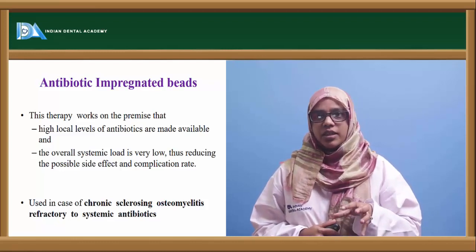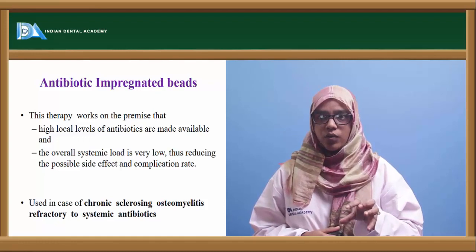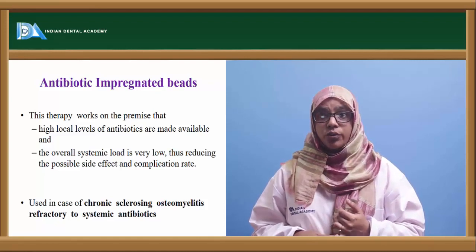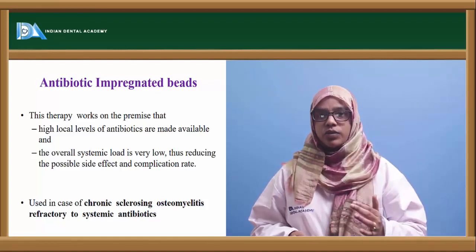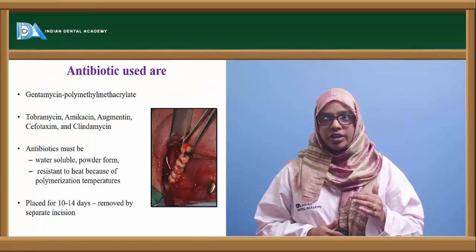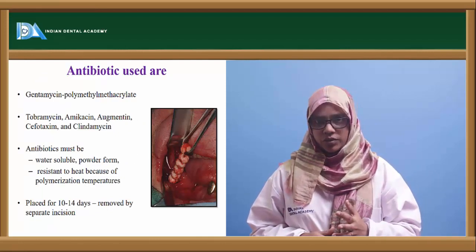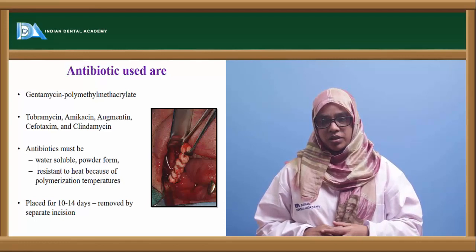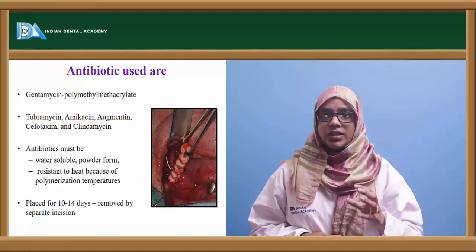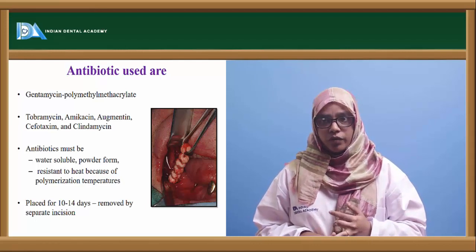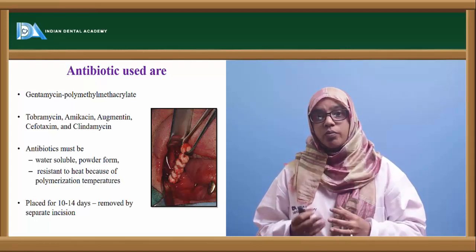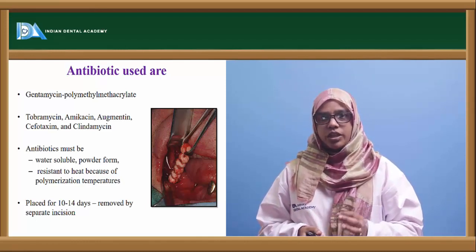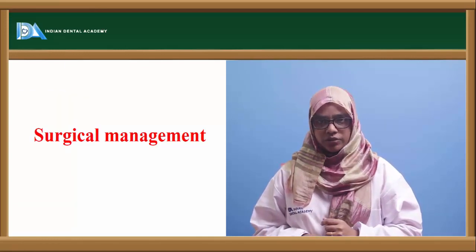Now this is based on the principle that high local levels of antibiotic are made available and overall systemic doses decrease. It is used in chronic sclerosing osteomyelitis which is refractory to systemic antibiotics. Initially gentamicin polymethyl methacrylate was used, but nowadays tobramycin, amikacin, augmentin, clindamycin are also used. But you need to keep in mind that the antibiotic you are selecting should be water soluble, in powder form, and should resist heat, because during polymerization heat is generated. So it should not deteriorate at that time. And you need to place it for 10 to 14 days and then remove it from a separate incision.